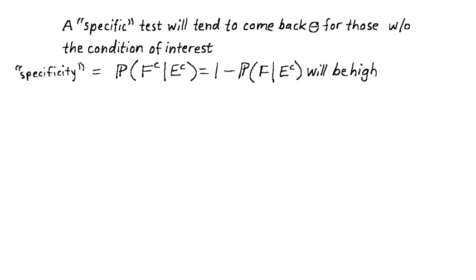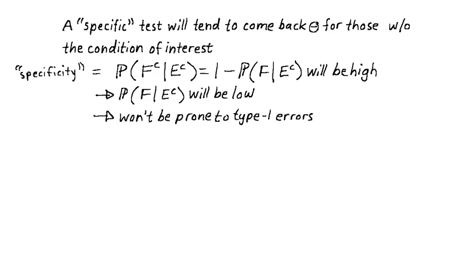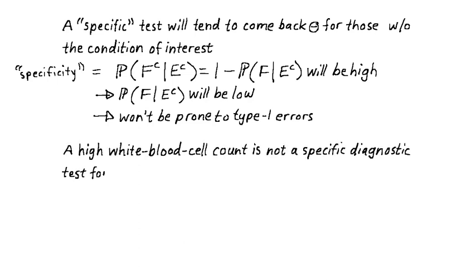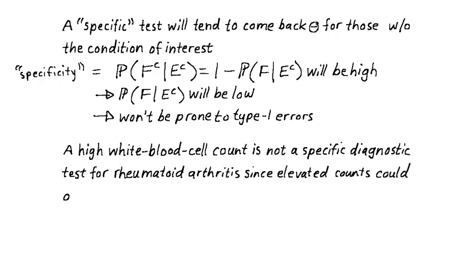If that's going to happen, though, we'll need a small probability of F given E complement, meaning we'll need a test that won't tend to generate a lot of type 1 errors. In other words, it won't generate a lot of false positives. Now, I'm not a medical doctor, but I'll suggest that a high white blood cell count might not be a specific test for, say, rheumatoid arthritis, since a high white blood cell count can occur for many other reasons.